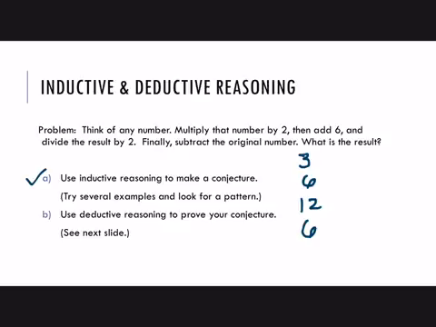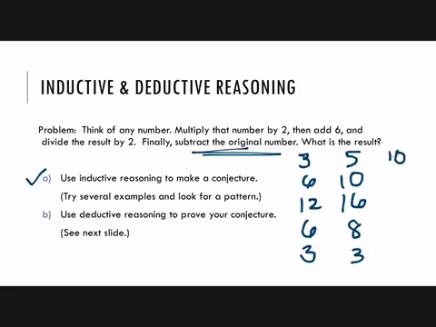Okay, if we try it with 5, multiply it by 2, add 6, divide the result by 2. Oh, subtract the original number. I forgot that step. Okay, so then subtracting, we get 3, and subtracting, we get 3. Okay, how about 10? Multiply by 2, add 6, divide by 2, subtract the original number.